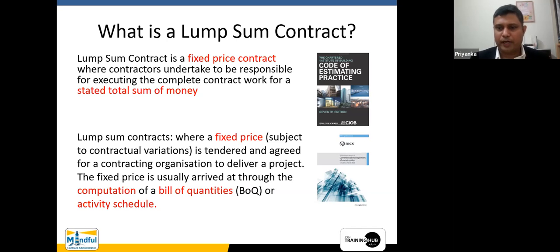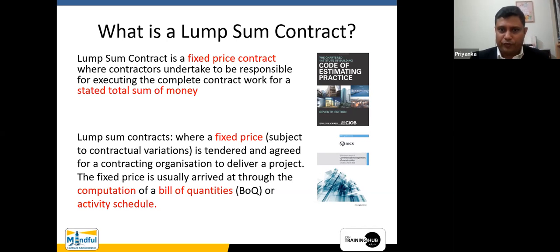The Code of Measuring Practice of the Chartered Institute of Builders says a lump sum contract is a fixed price contract. Whenever you say lump sum fixed price contract, you might have wondered why we use the words lump sum fixed price. Is there anything called lump sum not fixed price? Yes, there is an answer for that as well. You might have heard about the price fluctuation clauses, which also appear in lump sum contracts. We will discuss that separately.